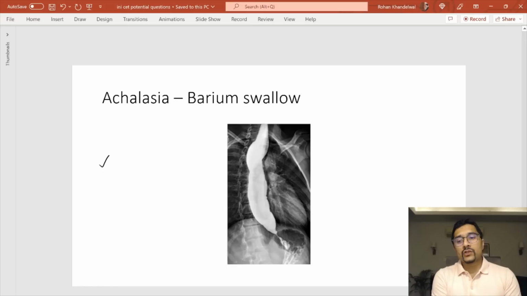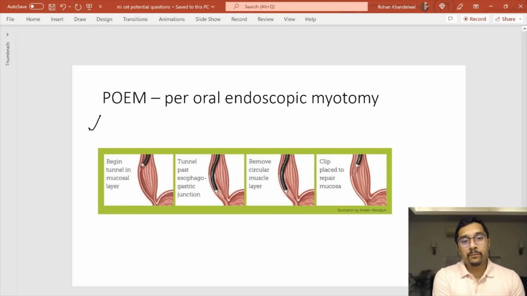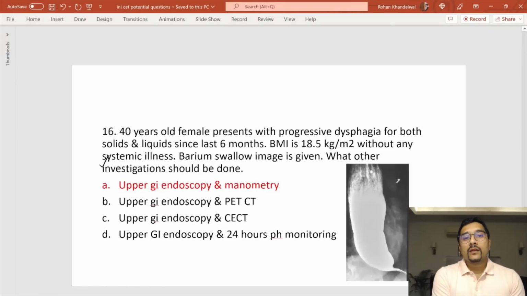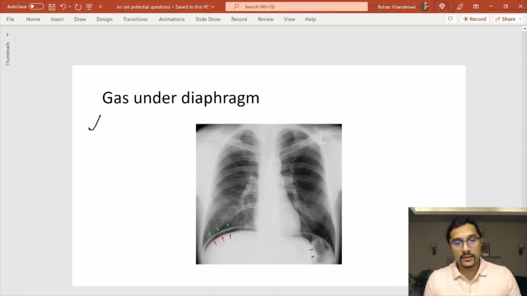Achalasia is a constant feature in the exam which you should know about. You get the bird's beak appearance on barium swallow. It's an important barium, and POEM is one of the modalities to treat achalasia. This stands for per oral endoscopic myotomy. So questions like these have also been asked. Whenever you're suspecting achalasia, if you have a patient with weight loss as well, you should also carry out an upper GI endoscopy to rule out malignancy, right? So whenever you're dealing with achalasia, always rule out malignancy as well. So those would be the two differentials.